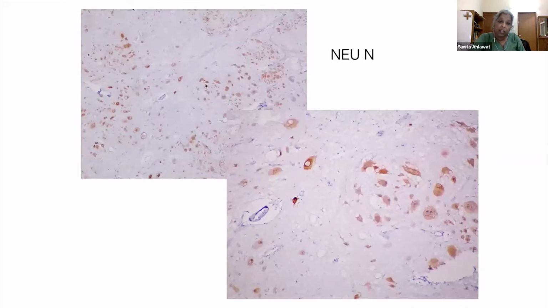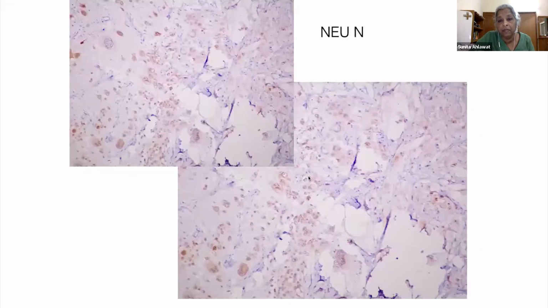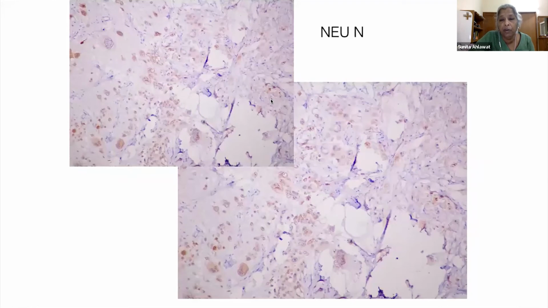NeuN is marking the small cells and the large cells, showing that they are mature neuronal cells. Everywhere, all these cells were NeuN positive. I have not included all but I think basically this is what is going to give you a diagnosis. So what will you call this tumor?